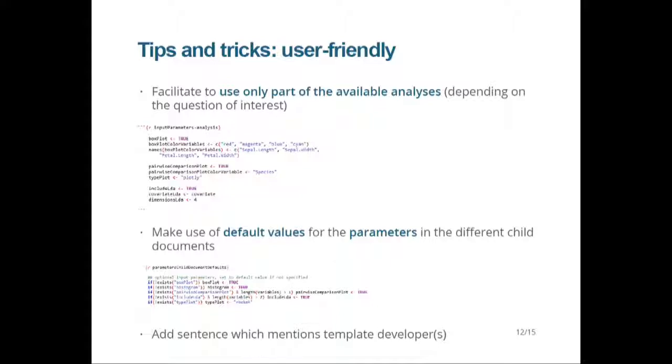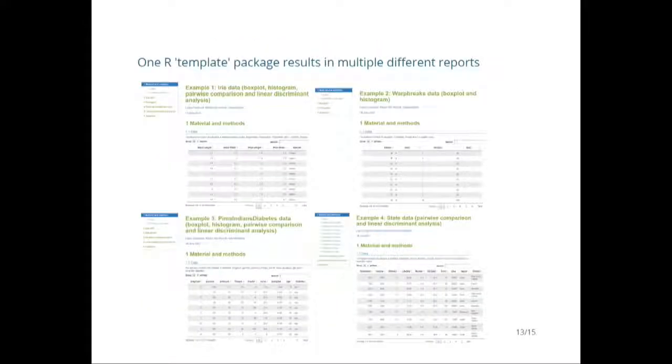Like, do you want a box plot or not? Do you want a pairwise comparison plot or not? And make use of default values for the parameters if it's not specified whether there should be a histogram, for example, included by default. And it's always nice to add a sentence about who developed it.